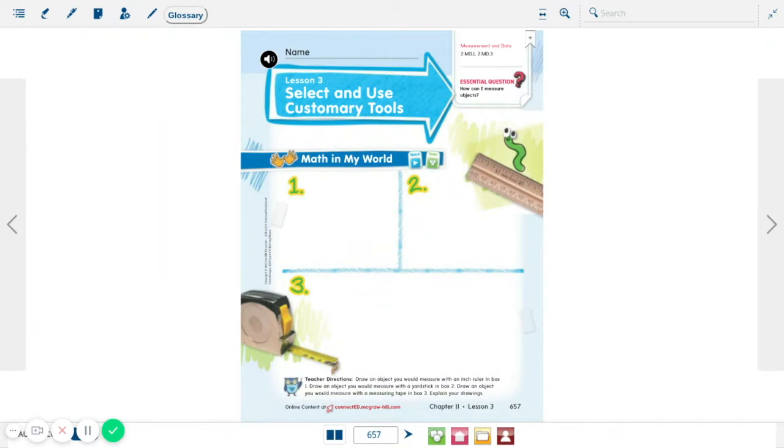Hi, second graders. Our math lesson for today is Chapter 11, Lesson 3, Select and Use Customary Tools. And this lesson starts on page 657.